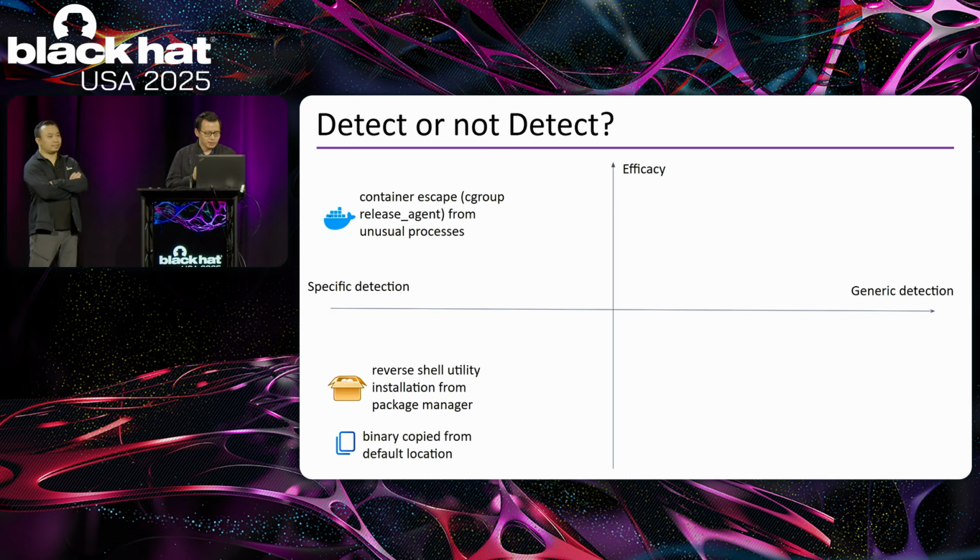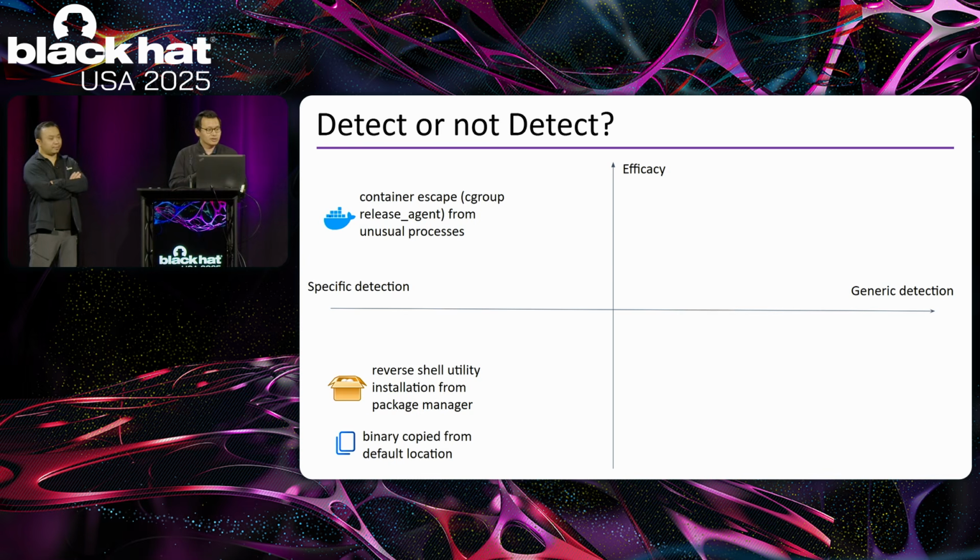Some other ideas about detecting these TTPs are if we can detect the installation of the reverse shell utility. Now, as you can probably see, this is very specific to either the installation, checking the installation log, or specific to the command line.